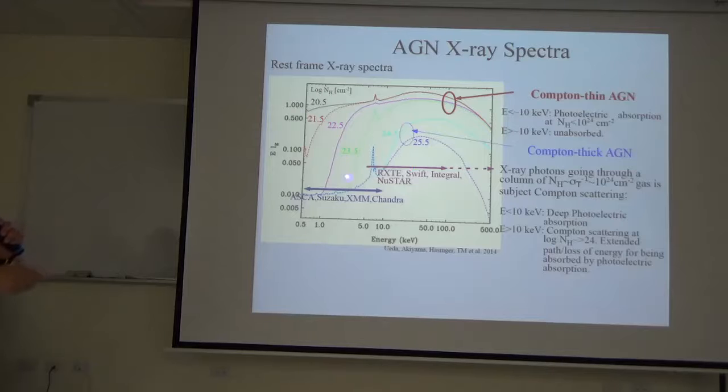Still, if you go to the highest energies, you can really get some of the Compton-thick AGNs, but there is a lot of loss of sensitivity even at 30 keV in the ART-XC or NuSTAR regime.